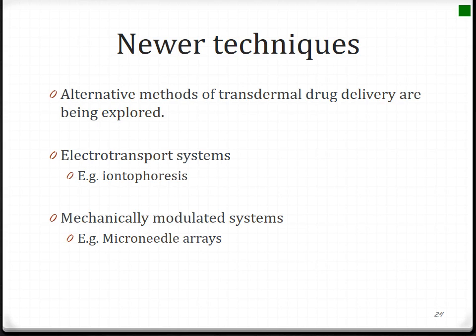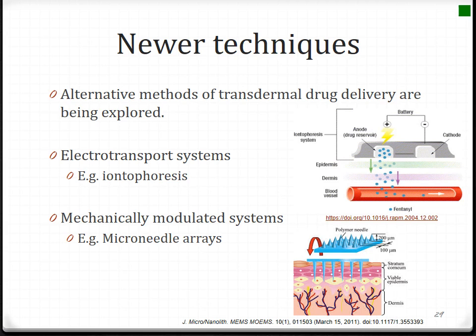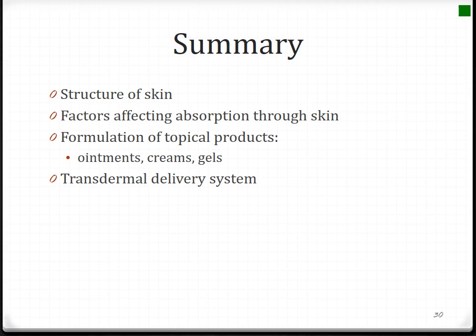To overcome the difficulties of drug transport through the skin, alternative methods of transdermal drug delivery are being explored. One method is iontophoresis, which delivers the drug into the skin via electrical repulsion of ionized drug molecules. Another method is the use of microneedle arrays which can penetrate the epidermis but do not reach the dermis, which contains sensitive nerve endings. We have come to the end of the lecture on topical preparations.